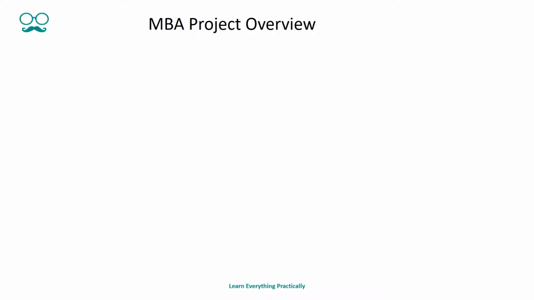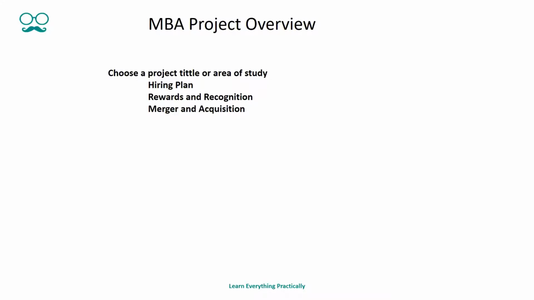Before we get into the idea of an MBA project report, let us understand what activities are to be done in order to arrive at a project report. The first step is to choose a project title or an area of study. For example, hiring plan, or rewards and recognition design for a company, or merger and acquisition, or stock analysis. These are all examples for choosing the area of study.